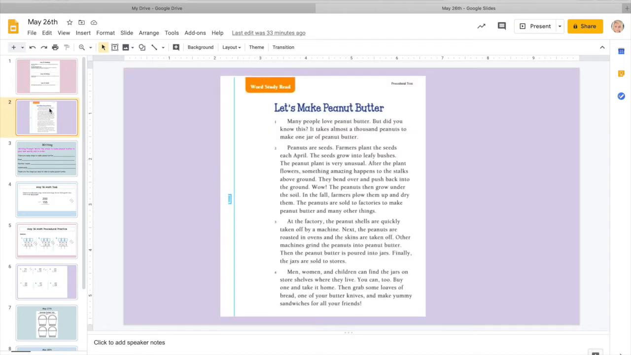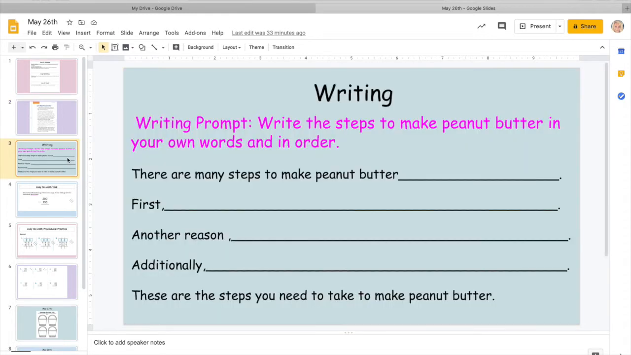Okay, so this is what you're going to read. Let's make peanut butter. There you can tell it's a procedural text. It's a short read, it's 4 paragraphs. So when you're done reading this, then you're going to discuss with your parents or your siblings, sorry, and you're going to write out a list of the steps to make peanut butter. And then after you are done with that, that's actually going to be your writing prompt, is writing the steps to make peanut butter in your own words and in order.